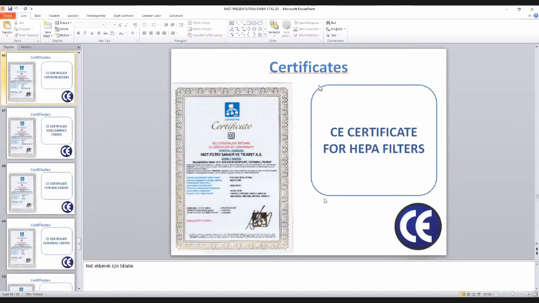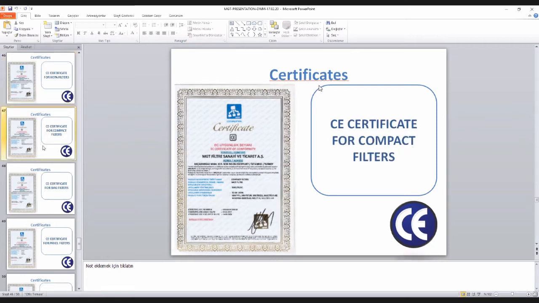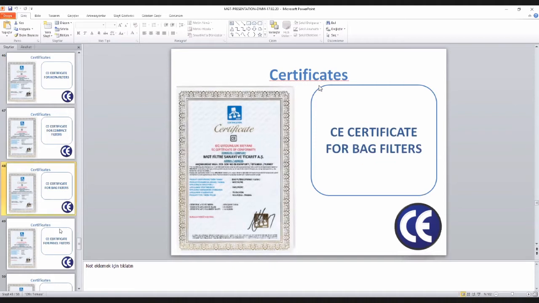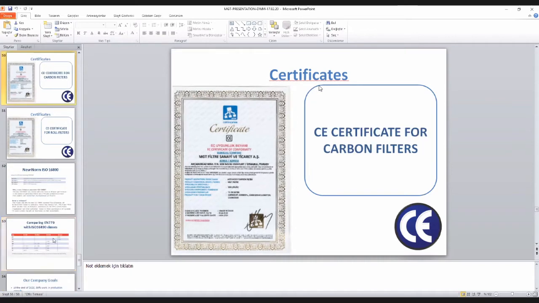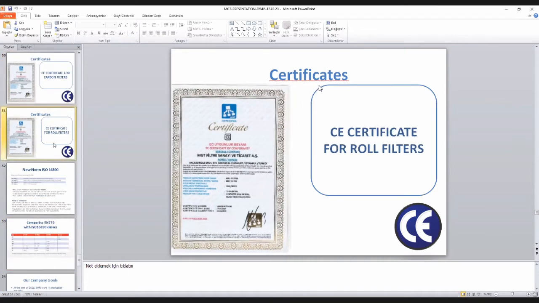European conformity certificate for HEPA filters. For each product, we have CE certificate: cell filters, bag filters, panel filters, carbon filters, and we also have the raw material, raw filters, which are customer requirements.